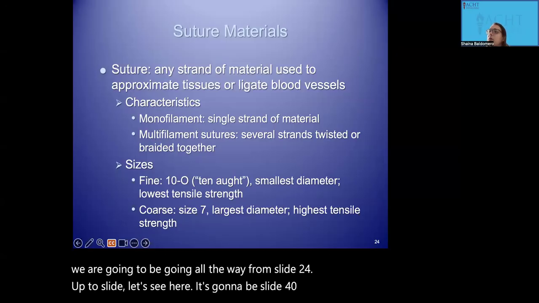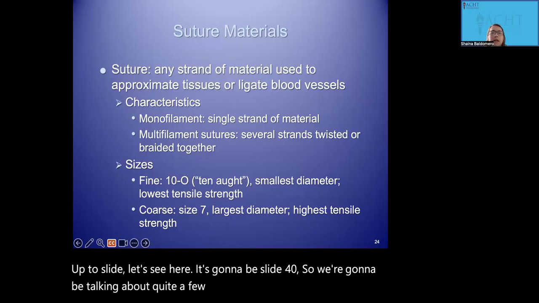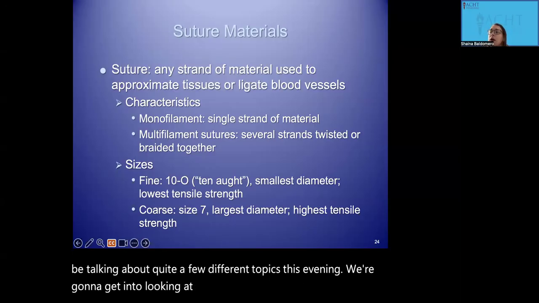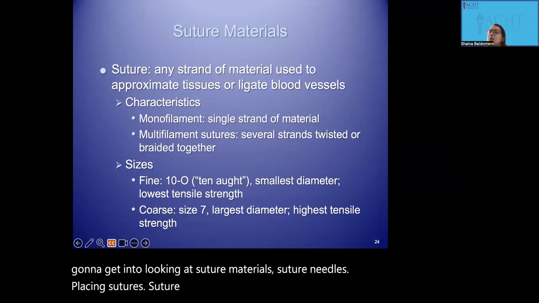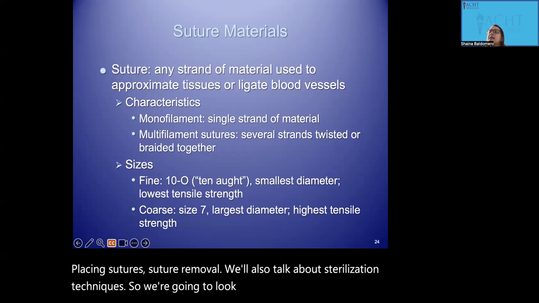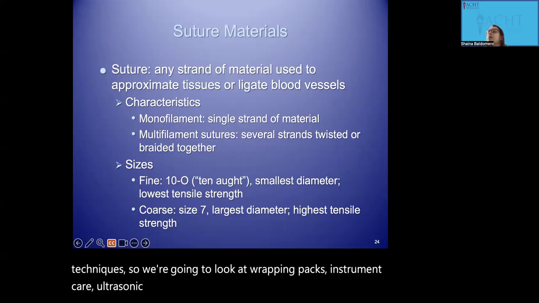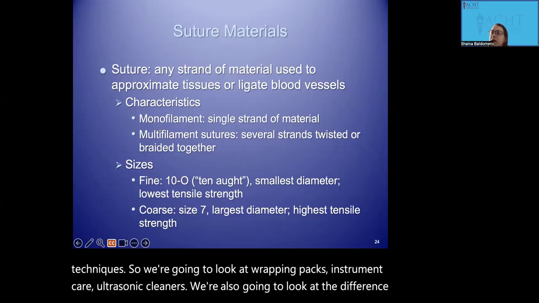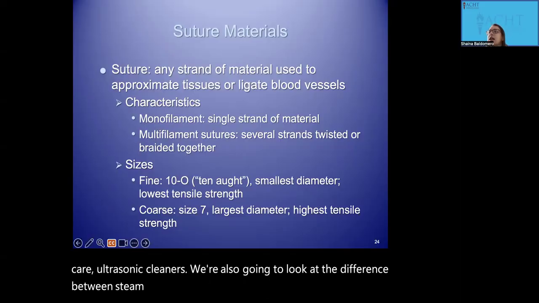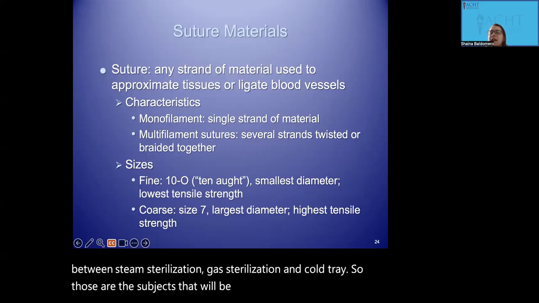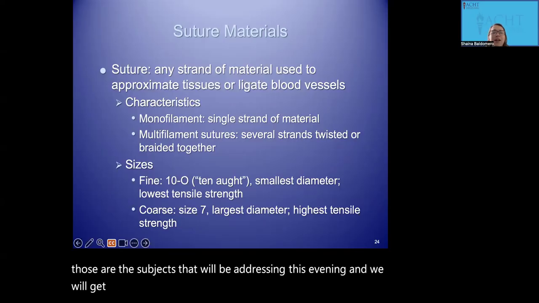So we're going to be talking about quite a few different topics this evening. We're going to get into looking at suture materials, suture needles, placing sutures, suture removal. We'll also talk about sterilization techniques. So we're going to look at wrapping packs, instrument care, ultrasonic cleaners. We're also going to look at the difference between steam sterilization, gas sterilization, and cold tray. So those are the subjects that we'll be addressing this evening, and we will get started right now.